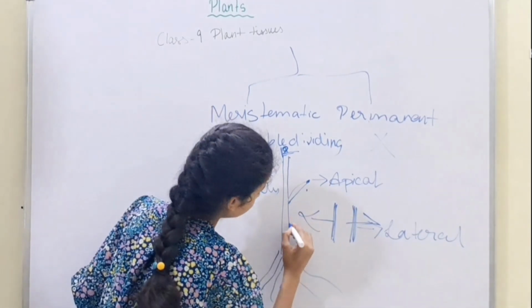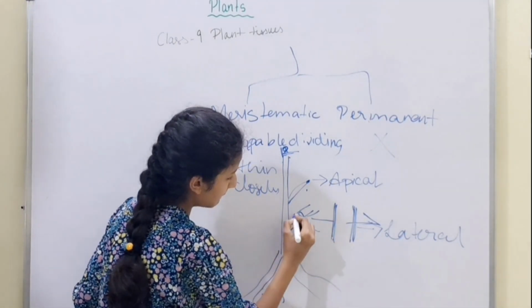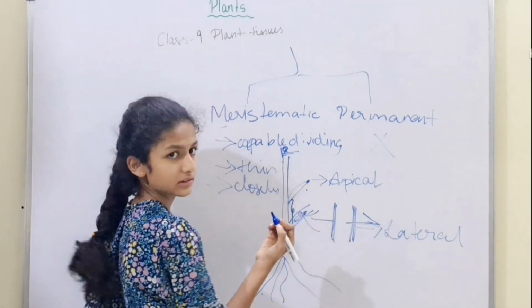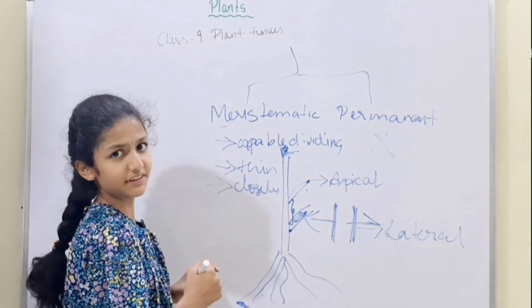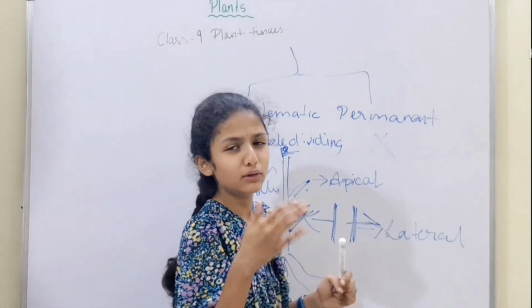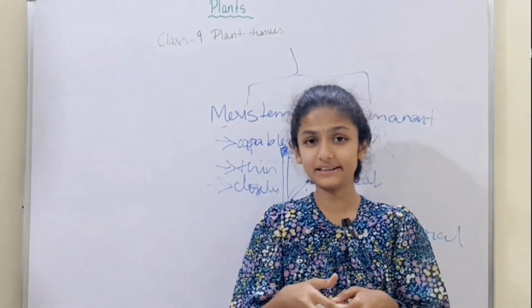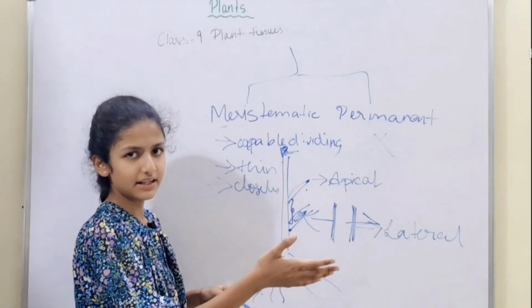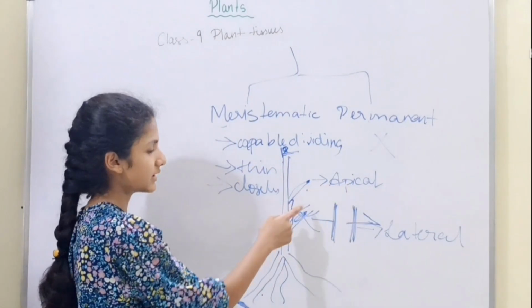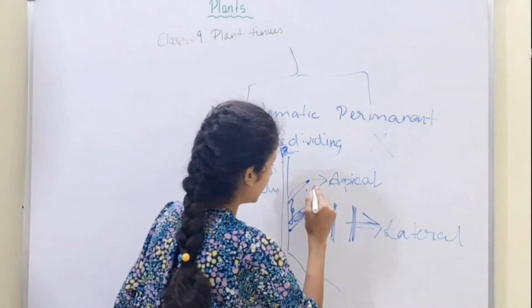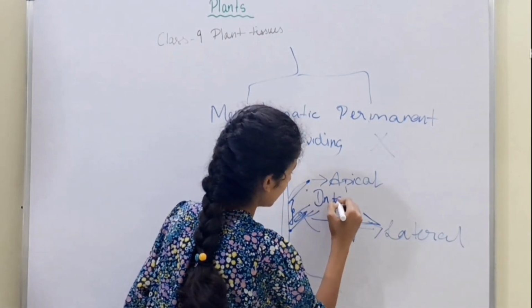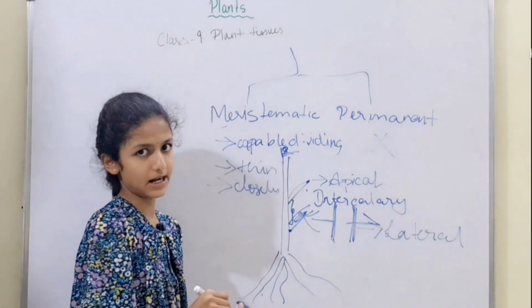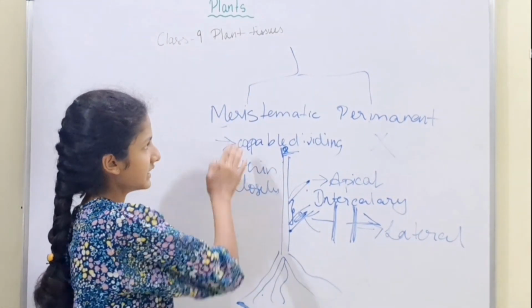Intercalary. Suppose I am taking one node, leaf base, nodes, internodes. Here we can find intercalary, between nodes and internodes. Intercalary also sounds like inter, between. So we can see intercalary in these places. Apical, intercalary, lateral. Let me write the spelling of intercalary. These are the three different types in meristematic tissue.